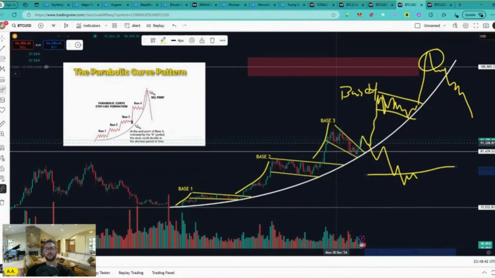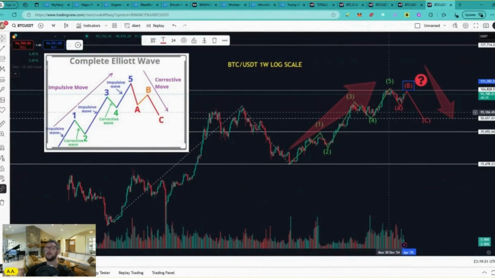So stay sharp, stay informed, and remember, being prepared for both scenarios is how smart traders and investors thrive in this market. Let me know in the comments below, what do you think Bitcoin is going to do next? Are we going to see this parabolic curve pattern continue playing out, continue into base 4, some kind of consolidation, and then another huge breakout where we are going to see the peak? Or are we going to see the bearish case scenario playing out, the Elliott wave scenario?